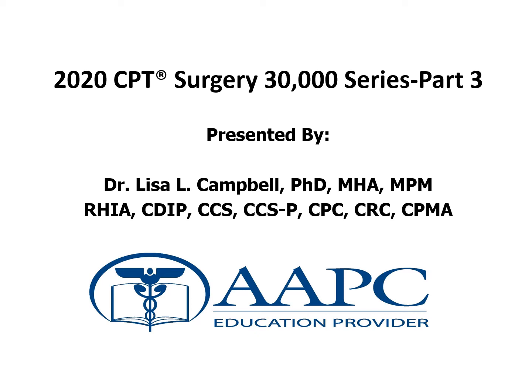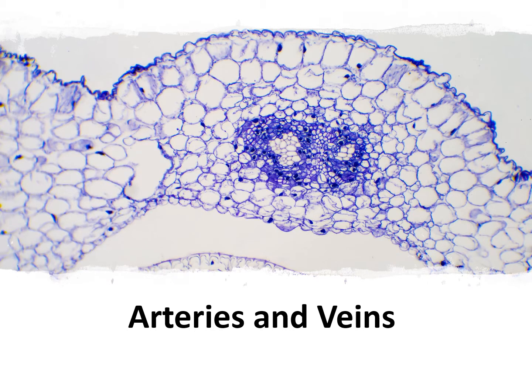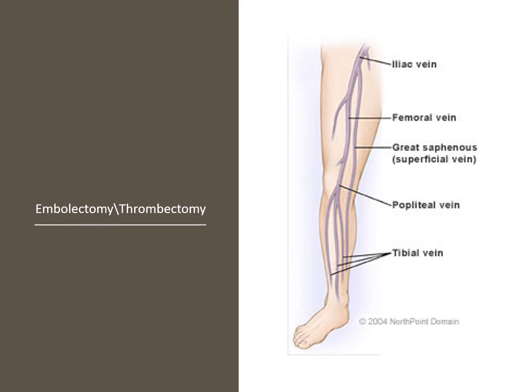Hello and welcome to our CPT coding review for the 30,000 series. This is part 3, and today we're going to be starting on page 245 in our 2020 CPT manual with arteries and veins. So the first set of procedures that we're going to look at are thrombectomy and embolectomy procedures.